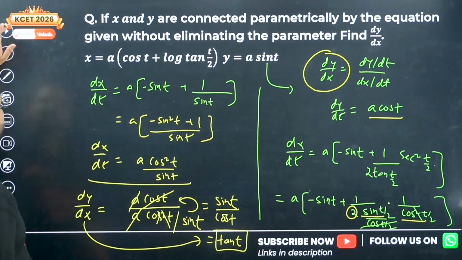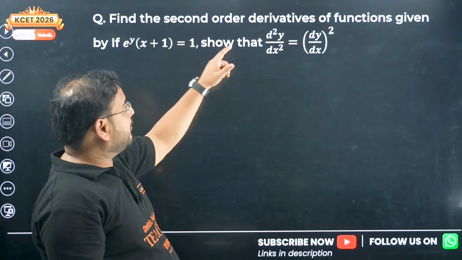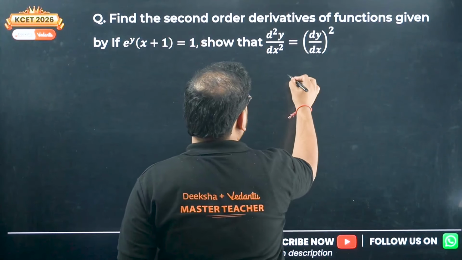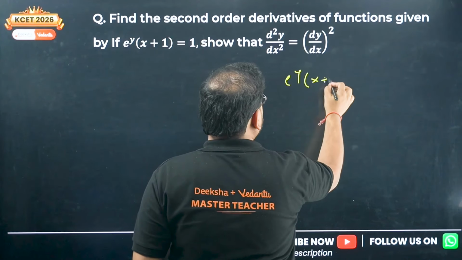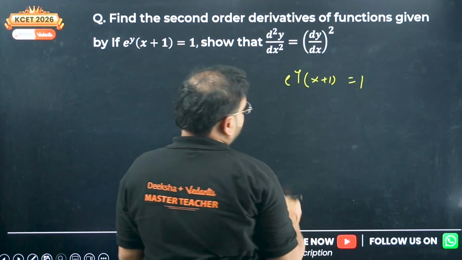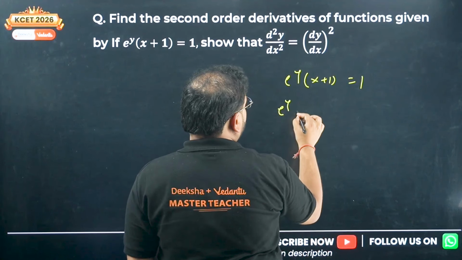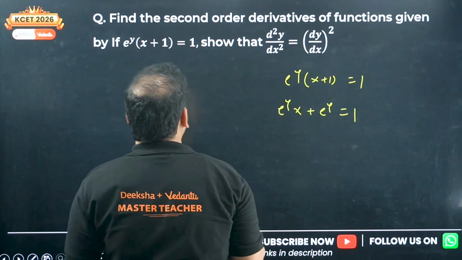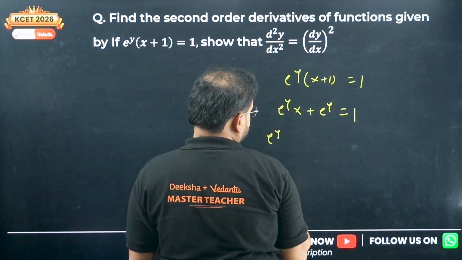Next, find the second order derivative of the functions and show that this is true. Okay, sir. Differentiate from here. e power y times (x plus 1) equal to 1. We have to differentiate e power y x plus e power y equals to 1, right? Differentiating this will give me what? e power y as it is.